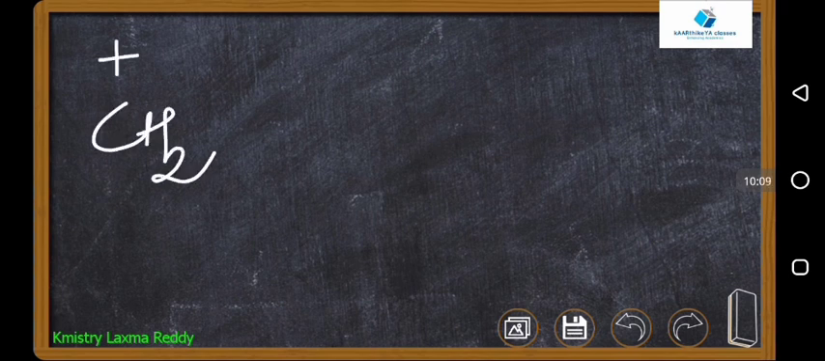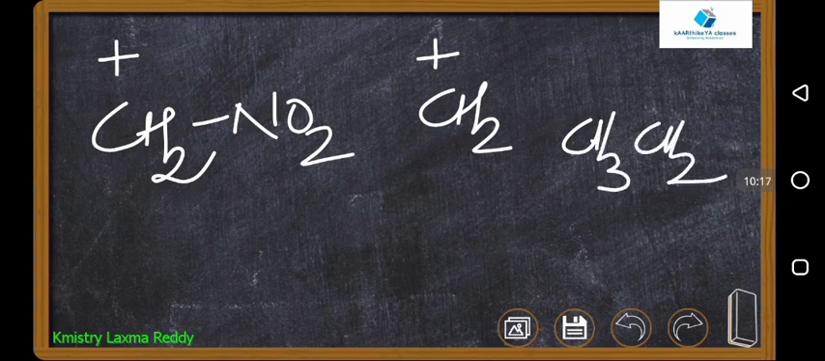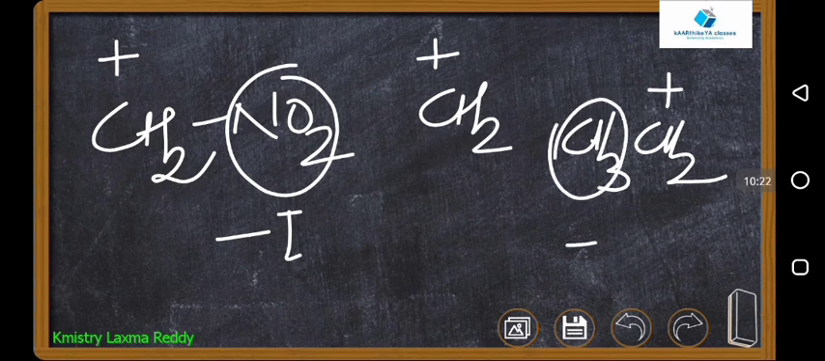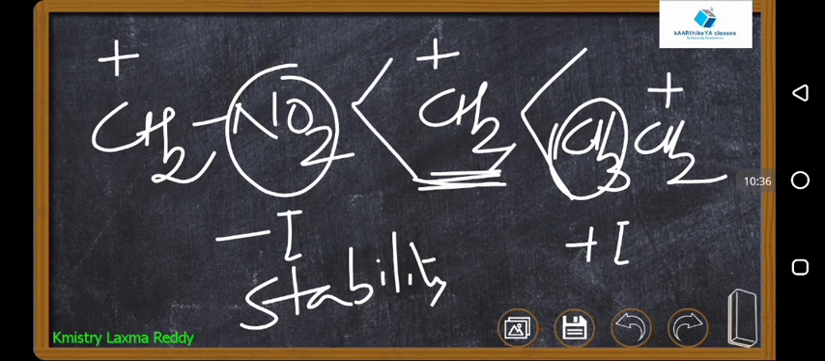Then have a look at this example. CH2 plus NO2 group is there, CH3 plus is there, and CH3CH2 plus is there. Here you just see this is a minus I group, this is a plus I group. Here no groups are there. Then the stability, if you see, plus I groups increase the stability. So this is more stable. Here no group is there, CH3 plus. And this is the least stable. Methyl is better than nitro because nitro is a minus I group, so it is going to be decreasing the stability.